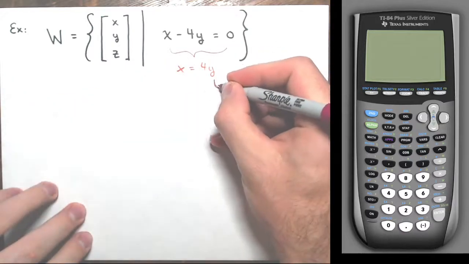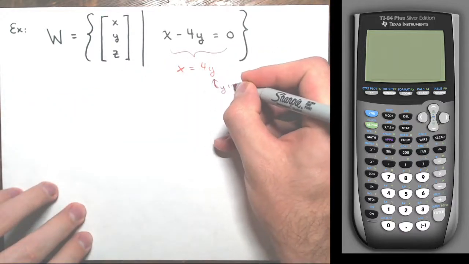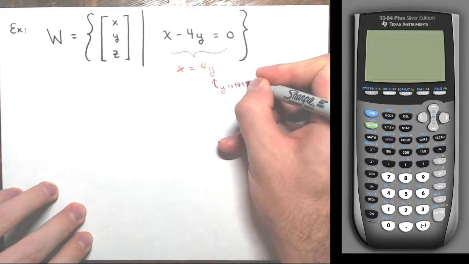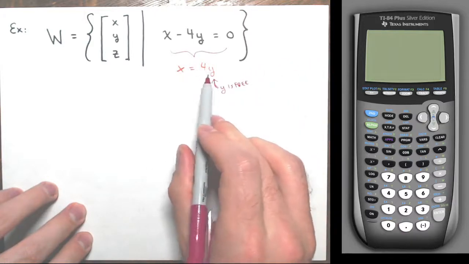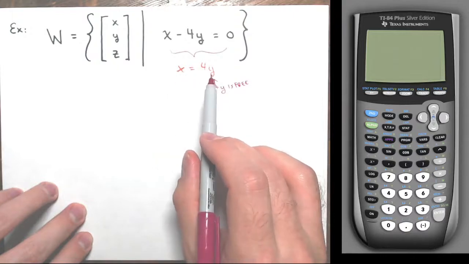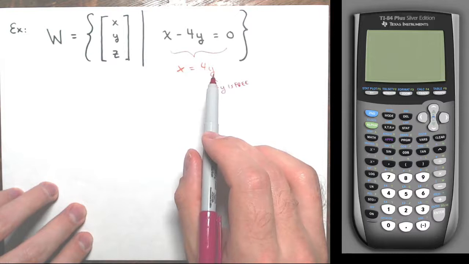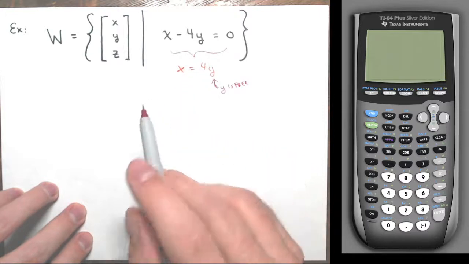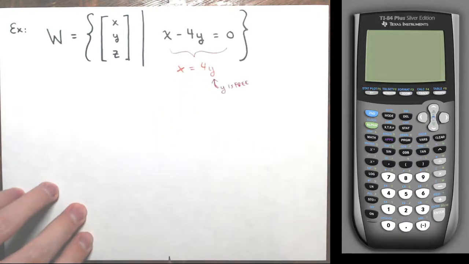Right, Y is free. You could also say X was free, but they both can't be free. Right, one of them is free, the other one's basic. Because I can let Y be anything, like 5, but then X would have to be 20, right? X can't be anything else I want.